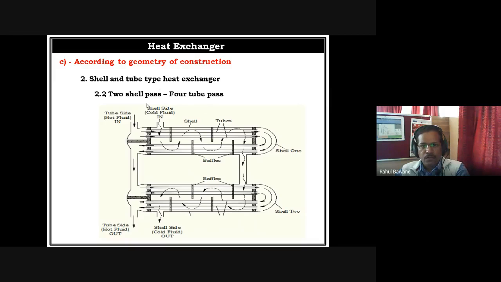Now shell pass, how shell pass? So cold fluid enters at left and moves out from right of the first shell, and this outlet will enter into the second shell at right and move out from left. That means cold fluid has one pass in one shell and second pass in the second shell. So two shell pass and four tube pass.